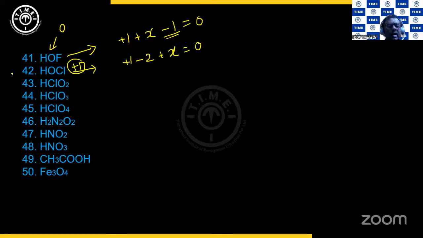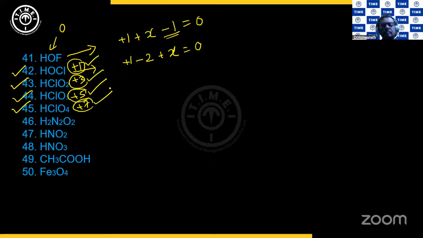So the 42nd one is called hypochlorous acid. This is chlorous acid plus 3. Chloric acid plus 5. Perchloric acid plus 7. Hypochlorous, chlorous, chloric, perchloric. Then this is hyponitrous acid. This is nitrous acid, nitric acid. This is plus 1, this is plus 3, this is plus 5. You can do it and then check.